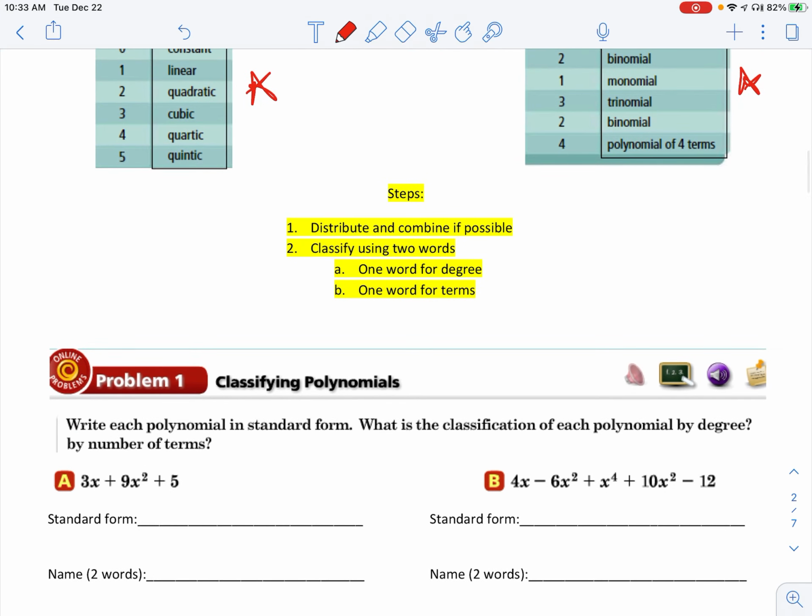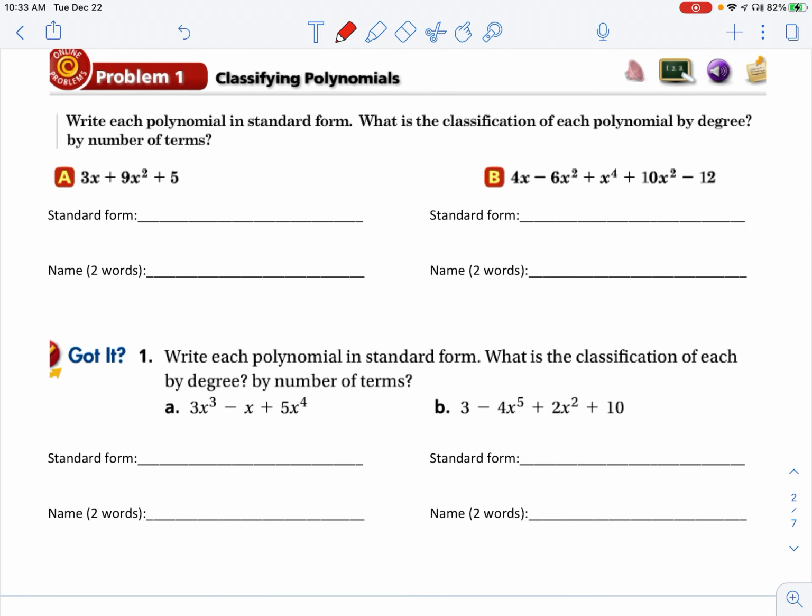So one from each of these lists. You do have to distribute, combine, and then you're going to classify. So let's classify a couple of polynomials. It says write them in standard form, and then what is their classification by degree and how many terms. So I see nothing that I can combine here, so I do have to put it in order. So 9x squared should go first, then the 3x, then the 5, and you know what, I'm just going to do that to the next problem as well.